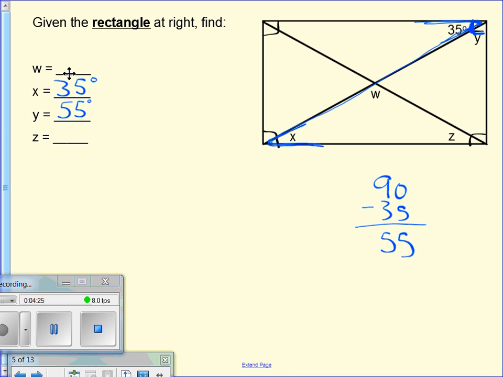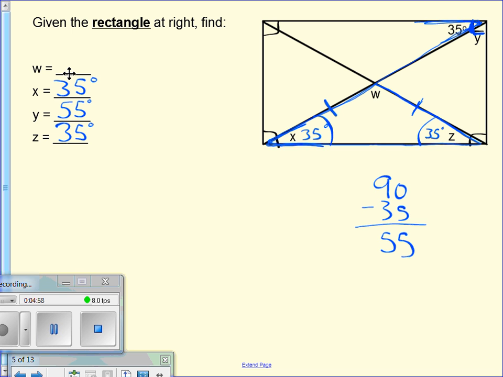Spectacular. Very nice. Now I think I have to figure something out. Looking back at that previous problem I just did, the diagonals bisect each other and they're all equal. Marking just those two, it might be clear to you that I've got an isosceles triangle down here. That means the base angles must be congruent. Z has to also be 35 degrees. Awesome.